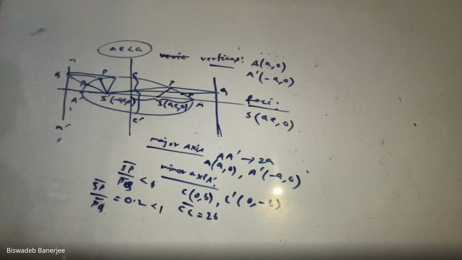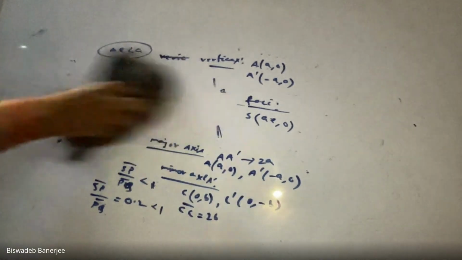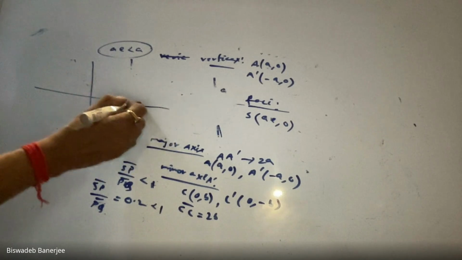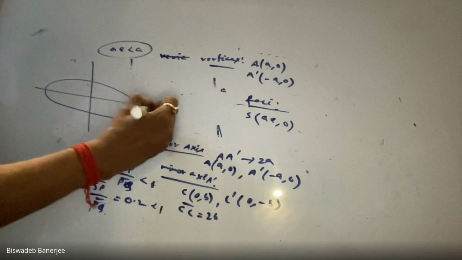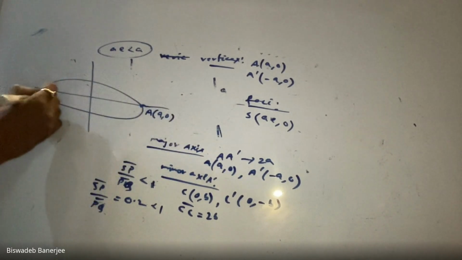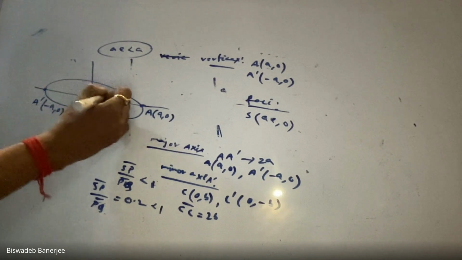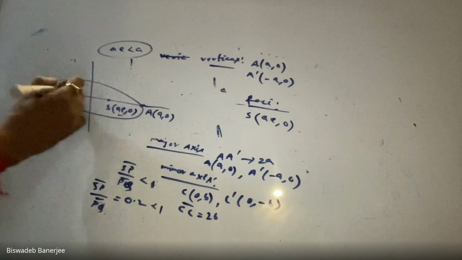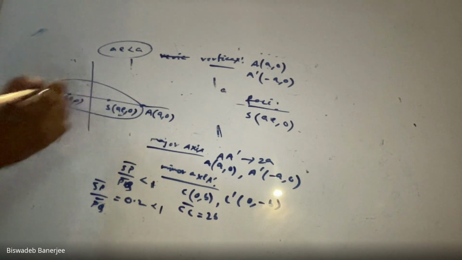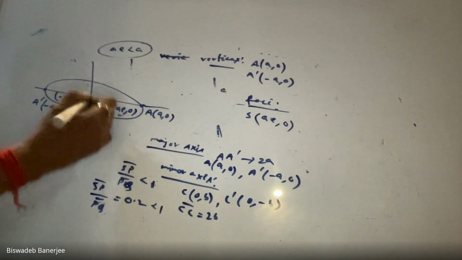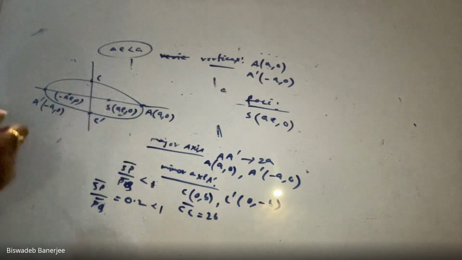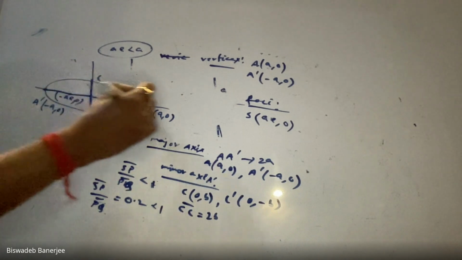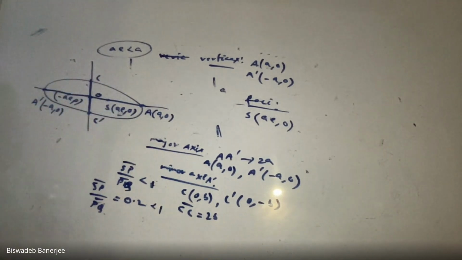Okay? That means if we draw the final diagram, there is my final diagram. This is my vertex (a, 0), another vertex (-a, 0). There is my focus (ae, 0). There is my (-ae, 0). And there is my minor axis CC dash. This is my minor axis, and there is my major axis. And the point O, lastly. This is vertices.